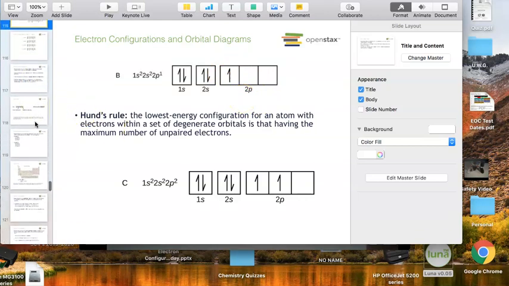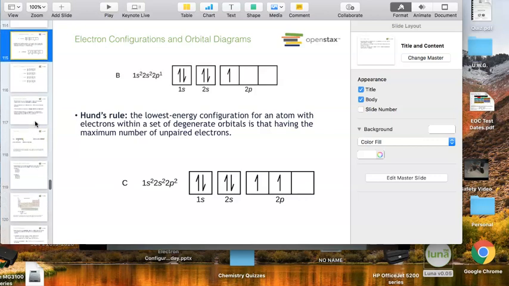All right, so when you're doing orbital diagrams, the only real way to mess things up is to forget about Hund's rule. So Hund's rule states the lowest energy configuration for an atom with electrons within a set of degenerate orbitals is that having the maximum number of unpaired electrons. So here, for example, the electron configuration for carbon is 1s2, 2s2, 2p2. So you might think, well, okay, I have 2 electrons in a 1s orbital, 2 electrons in a 2s orbital, and then I need 2 electrons in a 2p orbital. So I'll just put arrow up, arrow down.